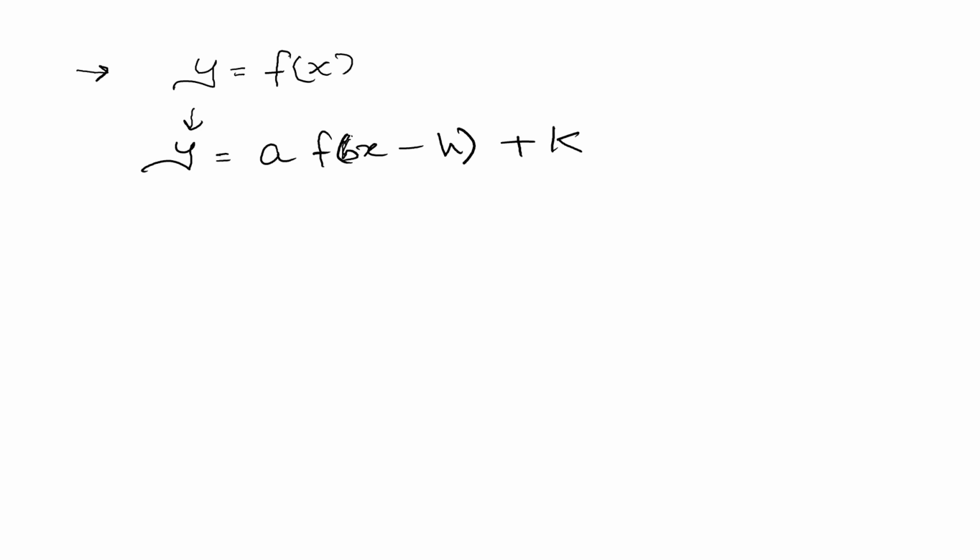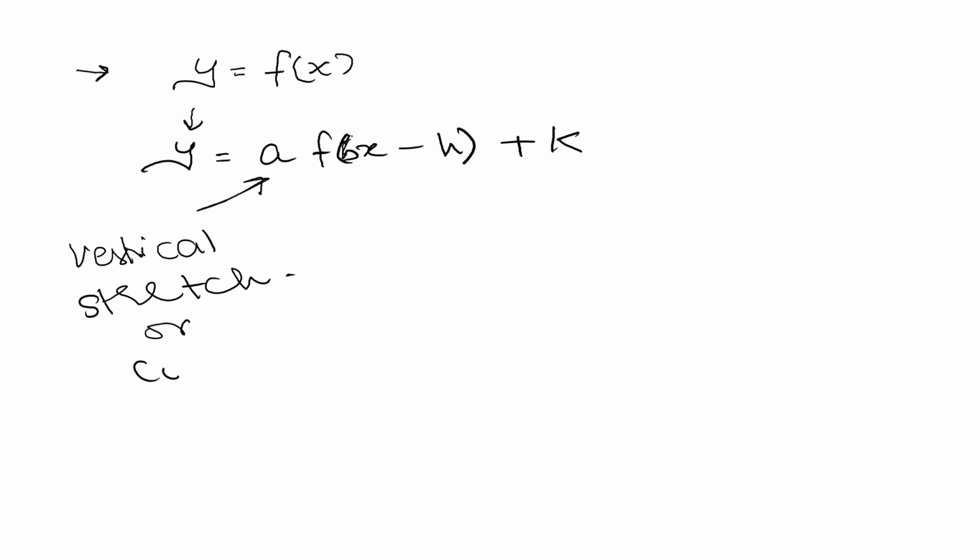Okay, now have a look over here. What is a? a is called the vertical stretch or compress. You have to memorize the names of these transformations: vertical stretch or compress. Now when is it a vertical stretch? If a is bigger than 1. It could be 2, 3, 4, 5 and so on.